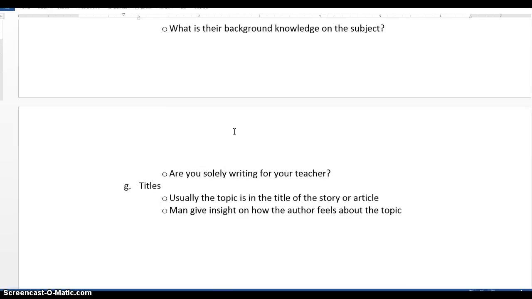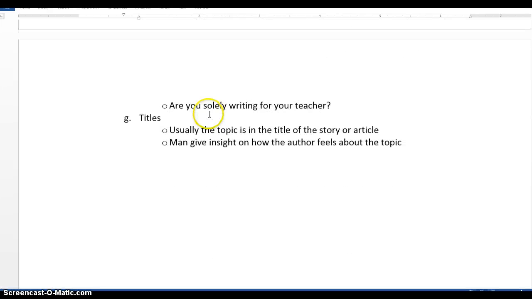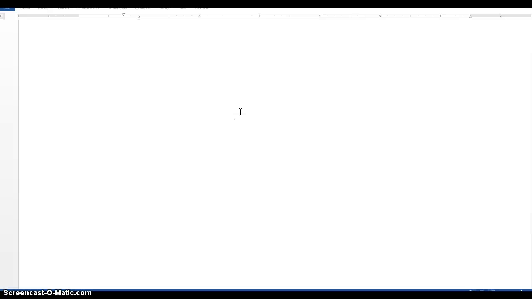And titles. The author will sometimes, well, most of the time, use a title. So if you read the title of an article, most of the time the topic of the essay or the article will be within the title. So that's another good way to see what the author is going to write.